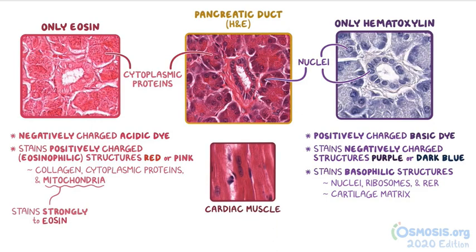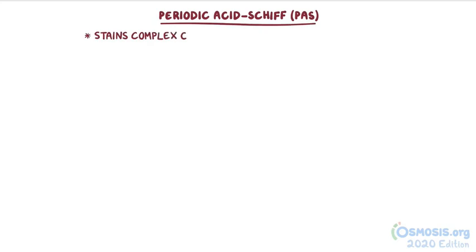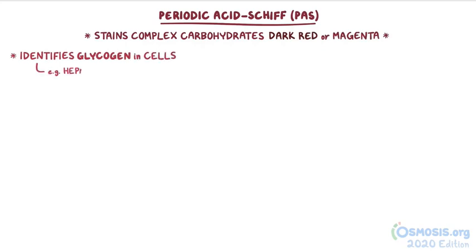As you might expect, other stains can be used in order to help visualize and examine specific structures that might not as easily be seen with H&E. The periodic acid Schiff, or PAS stain, is also commonly used. It stains complex carbohydrates dark red or magenta, making it useful for identifying glycogen in cells, such as hepatocytes and muscle cells.